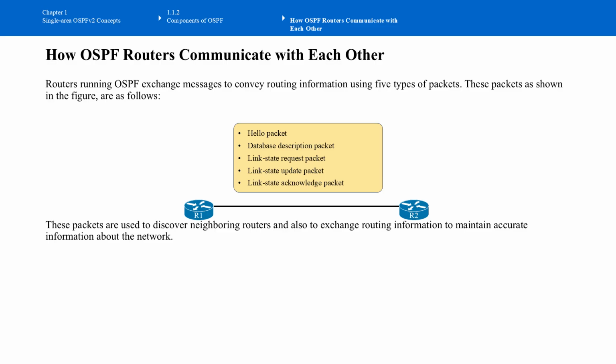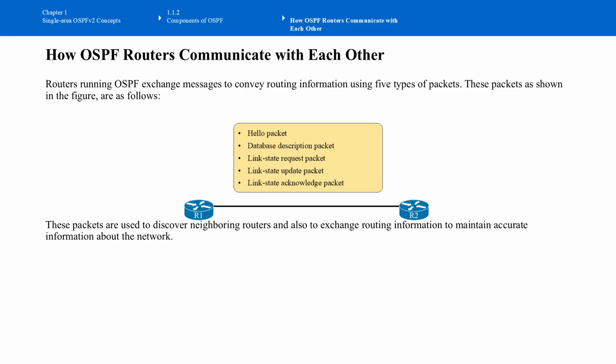The first packet is the hello packet. As the name suggests, it is used to introduce one router to another. Routers send hello packets to discover neighboring OSPF routers and maintain those neighbor relationships. Think of it as saying, "Hello, I'm here. Are you an OSPF router too?"